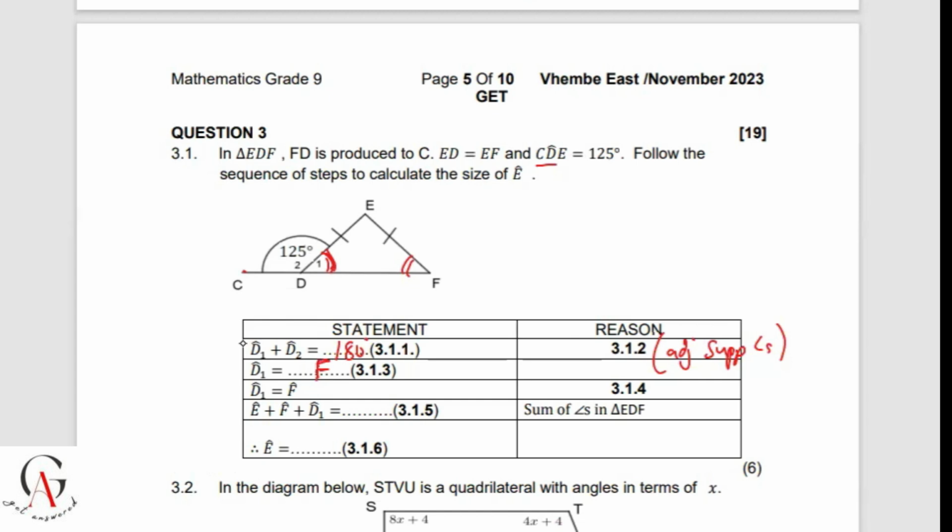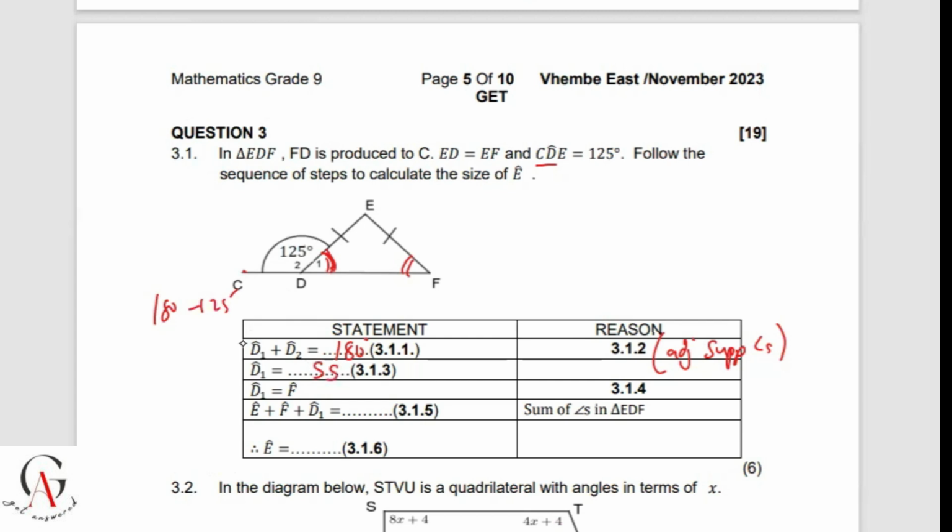They don't want the reason. They need us to get the value. Let's get the value first. So if this is 180, what is 180 minus 125? 180 minus 125 gives us 55. So D1 will be 55.